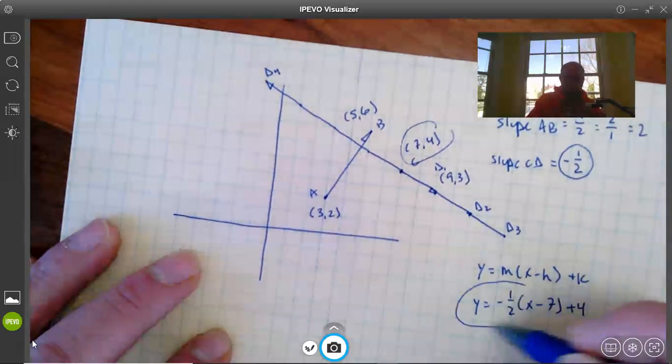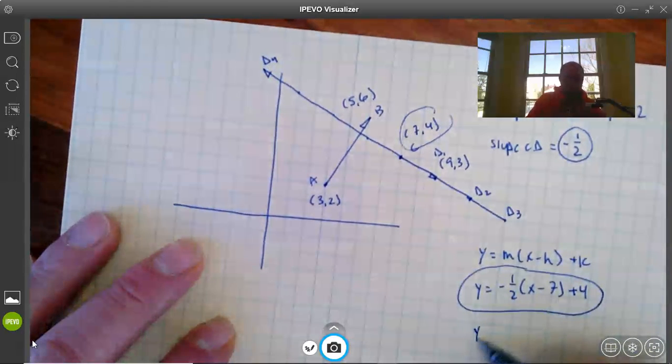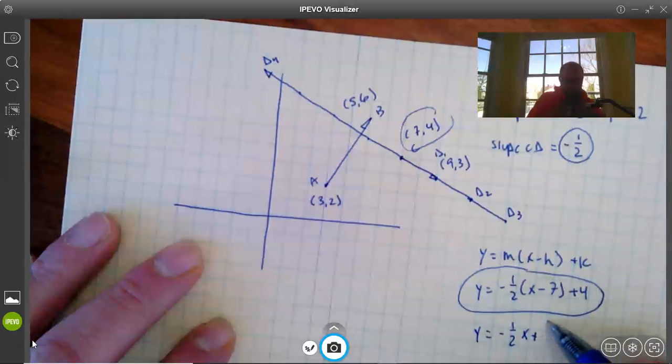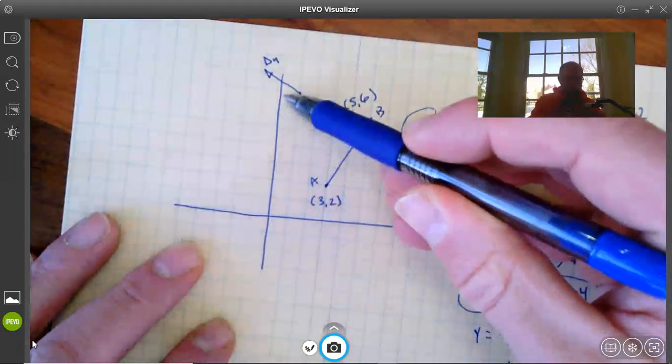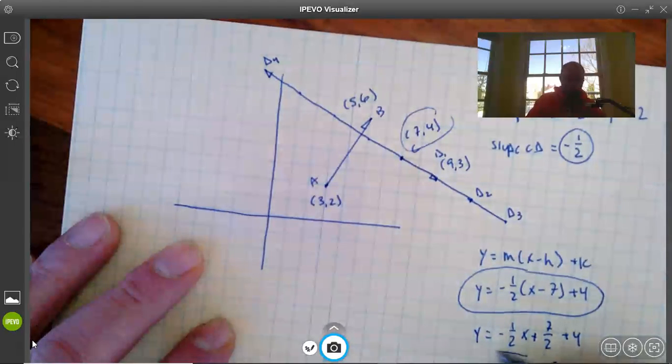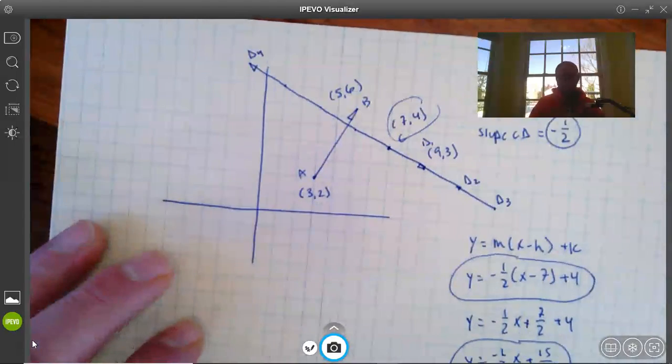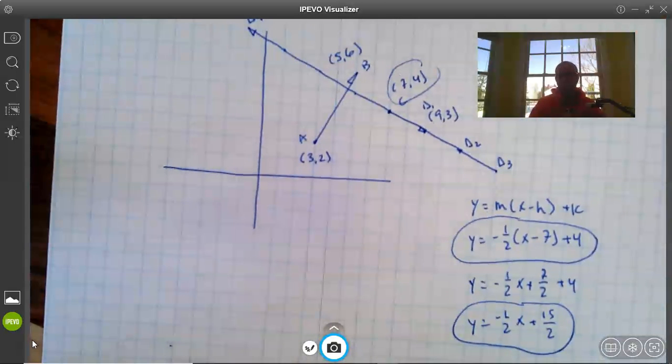And I could simplify that into slope-intercept form by going, let's see, distributive property gives us -1/2 x plus 7 over 2 plus 4. Let's see, 4 is 8 over 2, so it's 15 over 2 when you add it all together, which is 7.5. And let's look here. 1, 2, 3, 4, 5, 6, 7.5. So that adds up. Our y-intercept is 7.5. Okay, so there we are in our slope-intercept form.